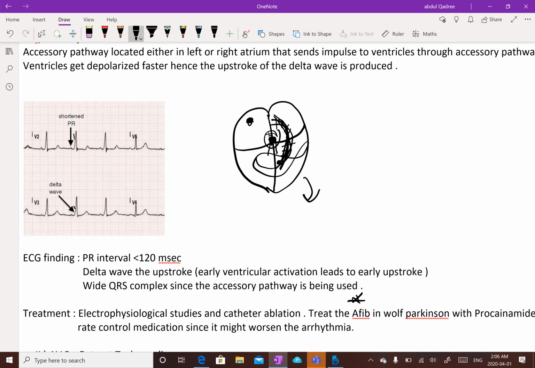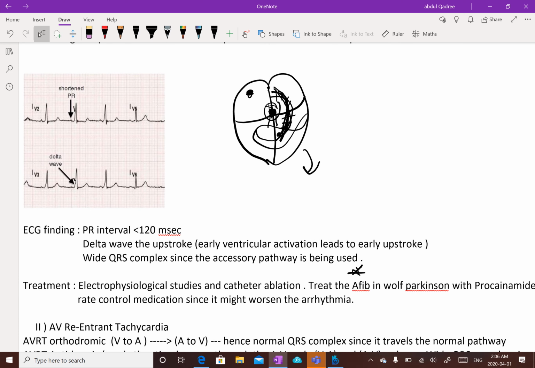So hence, if you give them procainamide, which is an anti-arrhythmic, it controls the rhythm much faster, and it decreases the symptoms of the patient, and you can fix that problem on its own. So hence, do not treat them with rate control medication, treat them with anti-arrhythmics. Okay.